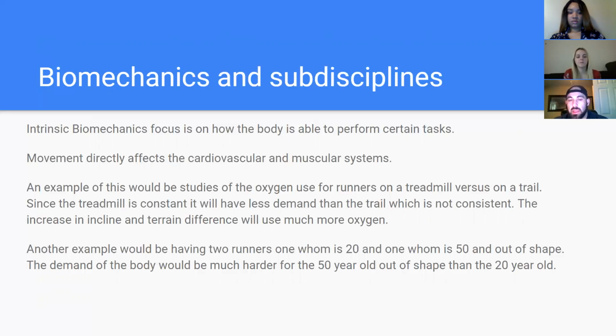Another example would be having two runners, one who's 20 years old and in shape and one who's 50 and out of shape. The demand on the body is going to be much harder for the guy out of shape. Therefore, his heart rate's going to be higher. He's going to need a lot more oxygen. He's going to feel out of breath faster than the guy that would be in shape.